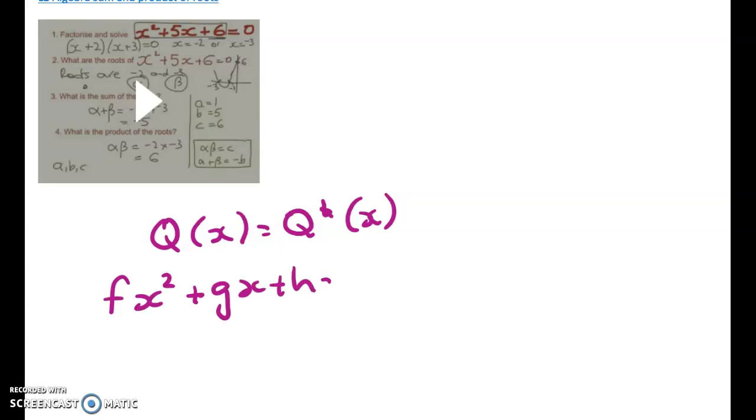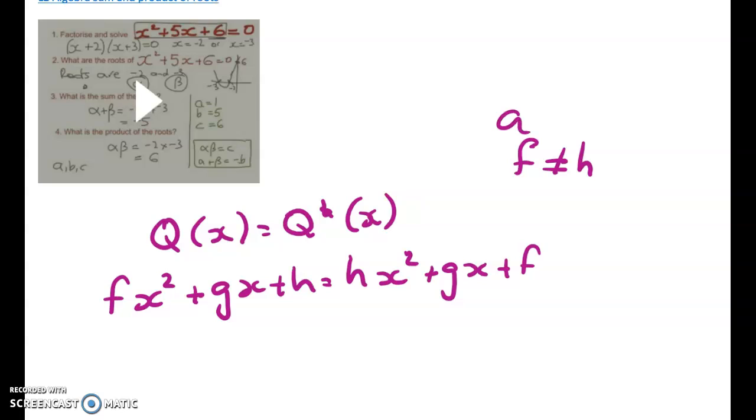So if we've got Q of x is equal to Q star of x, then we have on the left-hand side fx squared plus gx plus h is equal to hx squared plus gx plus f. Now we can assume that f and h are not equal to each other, otherwise the reciprocal function is the same as the other function and we end up with 0 equals 0. Okay, so what can I do next?